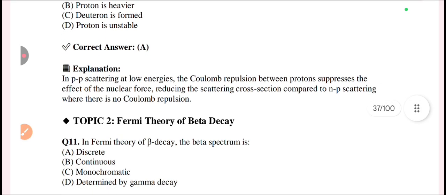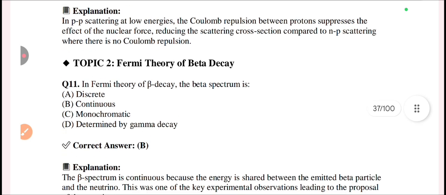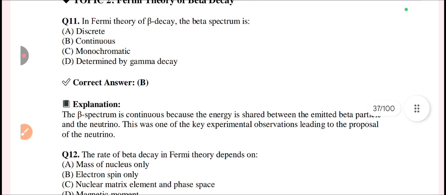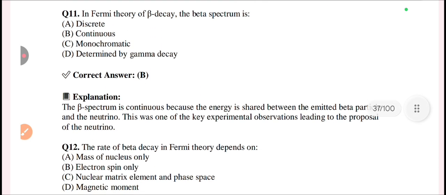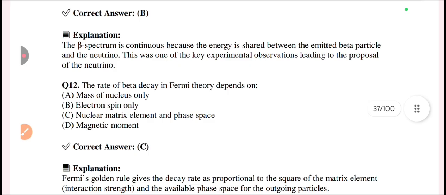We have another topic, Fermi theory of beta decay. Here are also the important questions. The first one is question number 11. In Fermi theory we know beta spectrum is continuous. The rate of beta decay in Fermi theory depends on nuclear matrix element and phase space.